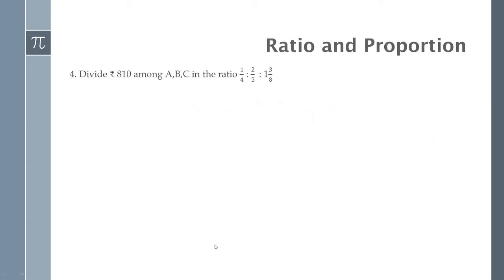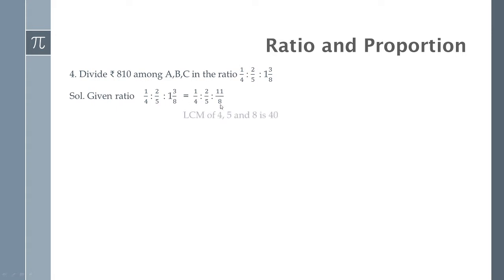Now divide rupees 810 among A, B, C in the ratio 1 by 4 is to 2 by 5 is to 1 3 by 8. What is this actually? We are dividing a bulk amount among A, B, C in three ratios. The given ratio is 1 by 4 is to 2 by 5 is to 1 3 by 8, that is equal to 1 by 4 is to 2 by 5 is to 8 ones are 8 plus 3 is 11 by 8.